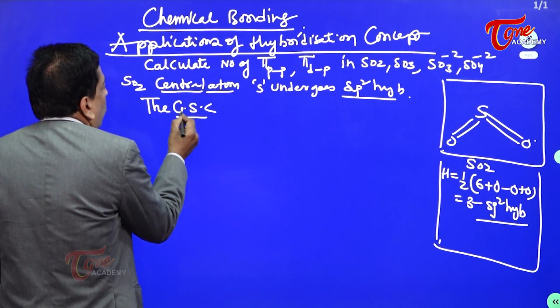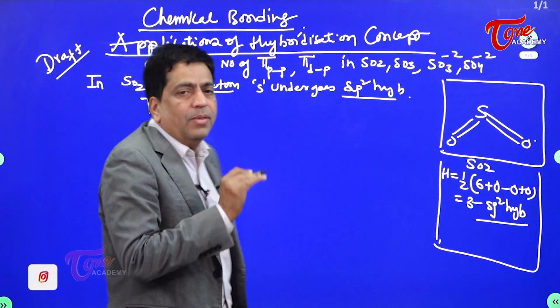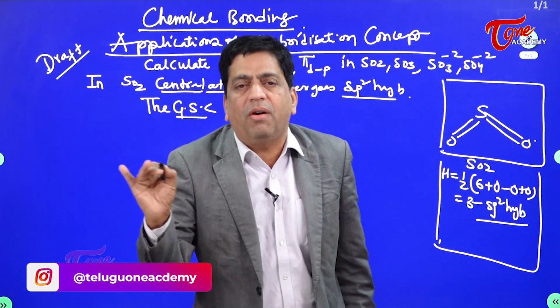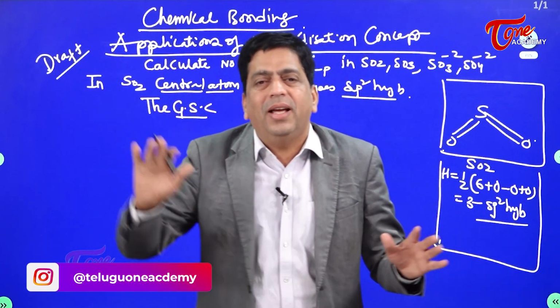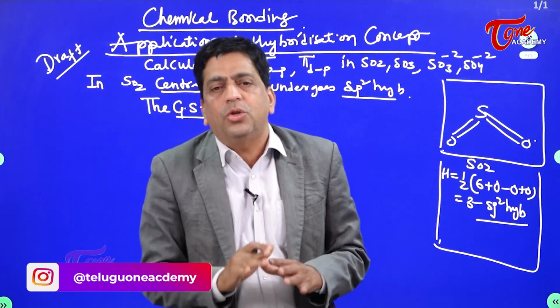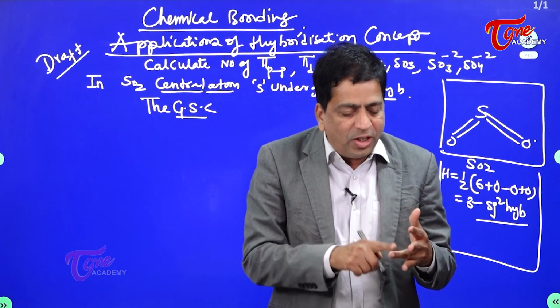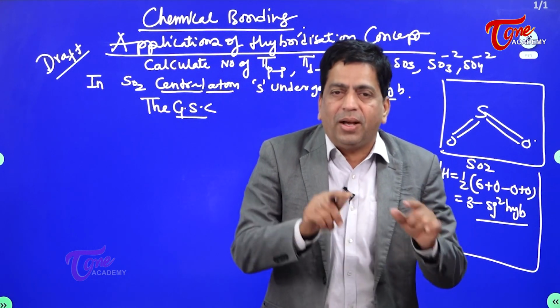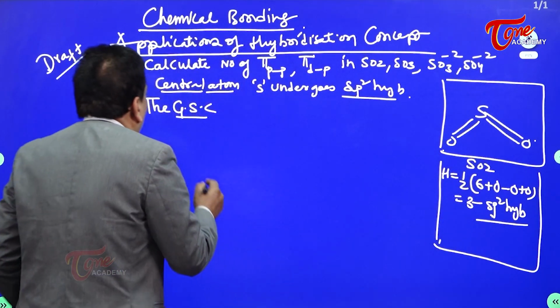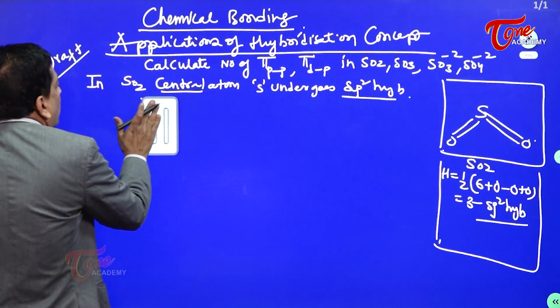Now let us go in for the GSC of sulfur. GSC, I mean ground state configuration. The ground state configuration of sulfur. I wanted to write the outermost configuration. The total configuration of sulfur, which is 16, you can write as 1s2, 2s2, 2p6, 3s2. Right? I wanted to write the third shell, so I would like to write rather the outer GSC.